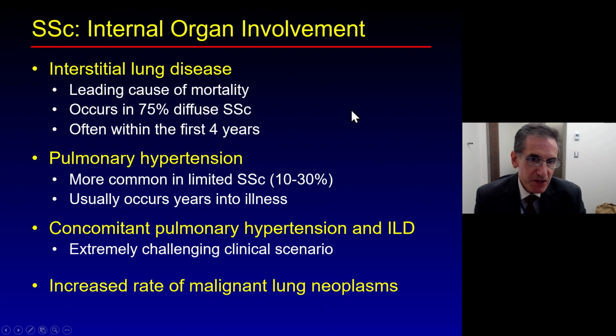Internal organ involvement is important. Interstitial lung disease is by far the most leading cause of mortality, and occurs in up to 75% of patients with diffuse scleroderma, and often occurs within the first 4 years of disease onset. Pulmonary hypertension, more common in limited scleroderma, and occurs later in the course. Some patients can get both, which prognostically is bad, and there is an increased risk of malignant lung neoplasms in patients who have scleroderma.